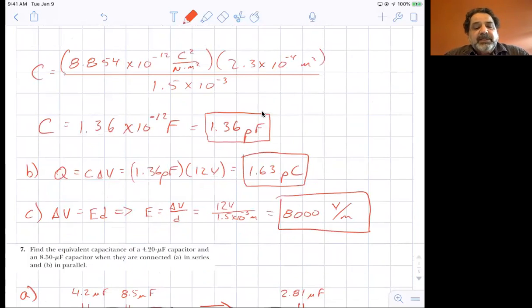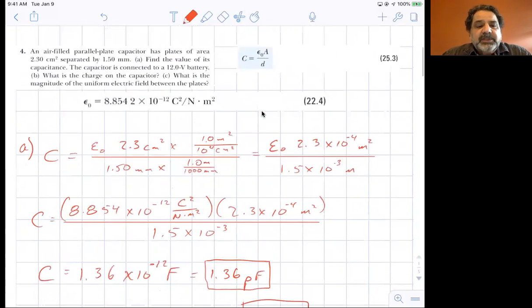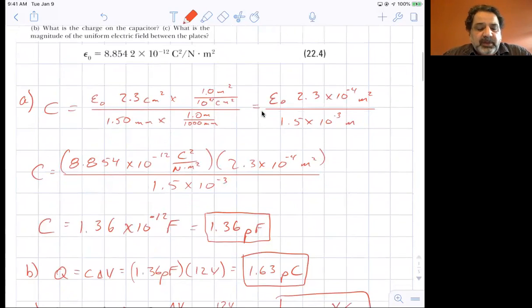The charge on the capacitor is Q equals C delta V, so it's 1.36 picofarads times 12 volts, and you end up with 1.63 picocoulombs. Now C, what is the magnitude of the uniform electric field between the plates?